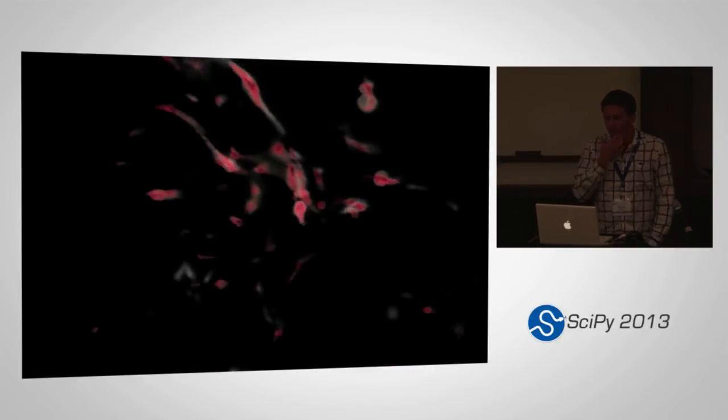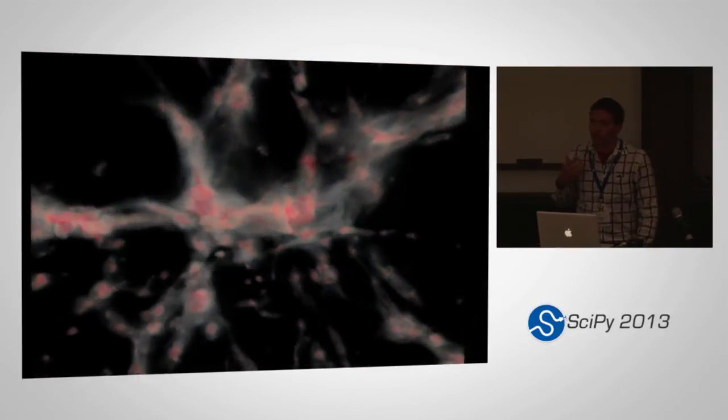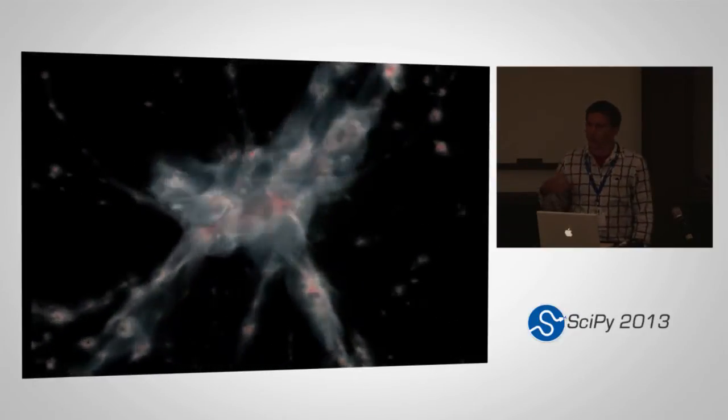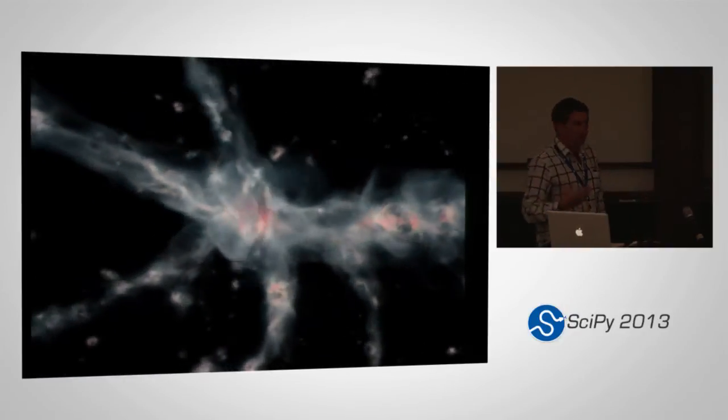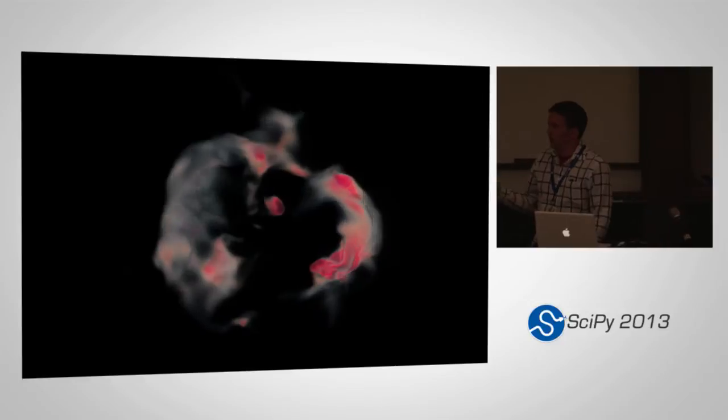You can also run it in kind of time series. This is a simulation from my PhD thesis, and this is synchrotron emission, which is radio emission, from a cluster of galaxies that are forming. And so what you can do with this framework is look at the time evolution of a simulation, modify the transfer function to pick out interesting regions, create fairly complex camera paths to really inspect what's going on in the regions that you care about most.